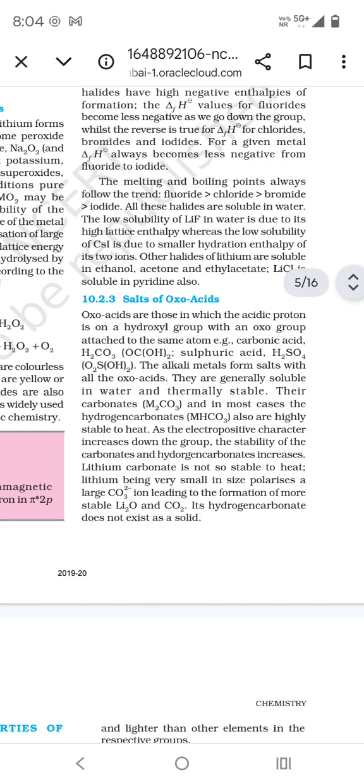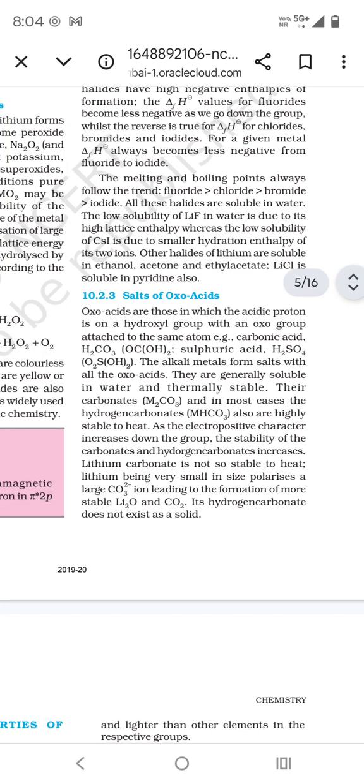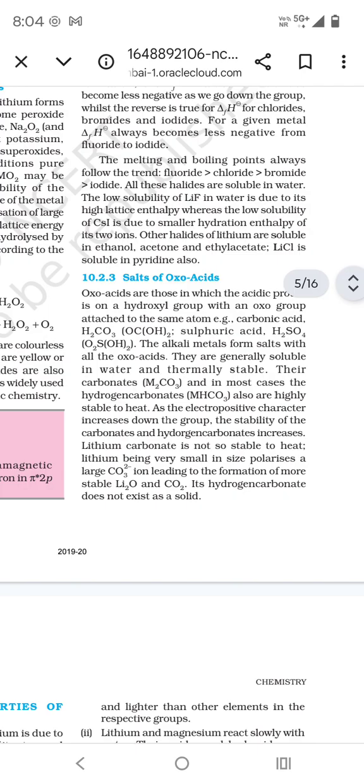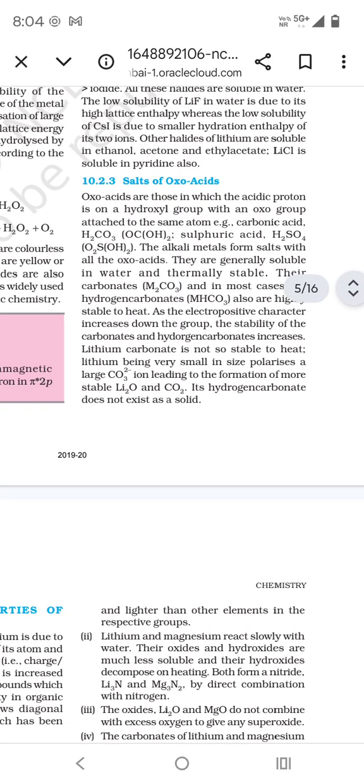The low solubility of LiF in water is due to its high lattice enthalpy, whereas the low solubility of CsI is due to the smaller hydration enthalpy of its two ions. Other halides of lithium are soluble in ethanol, acetone and ethyl acetate. LiCl is soluble in pyridine also.